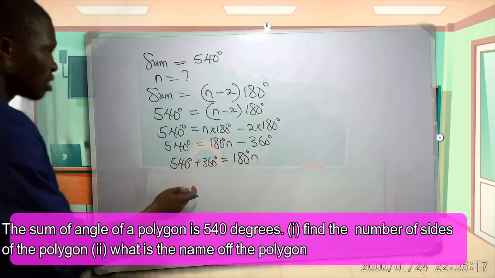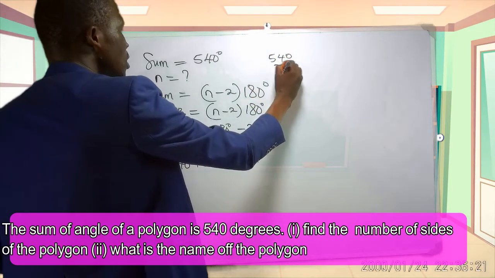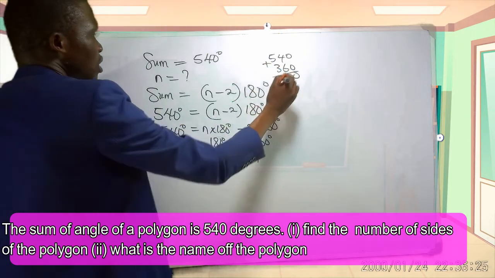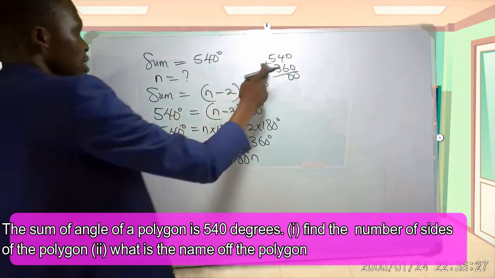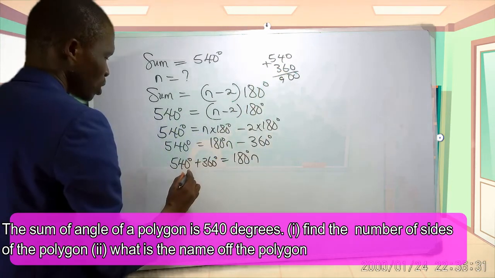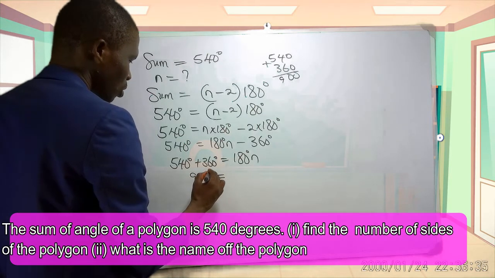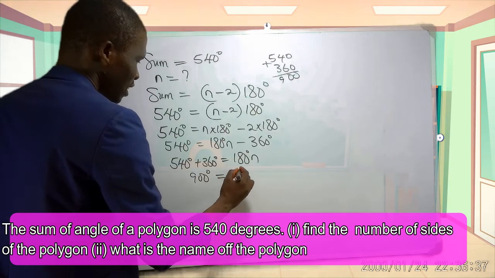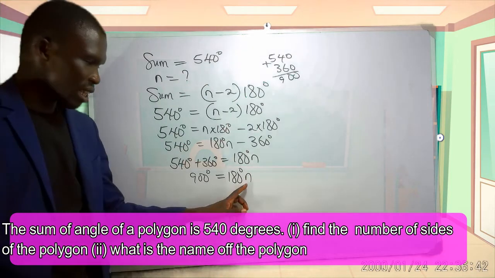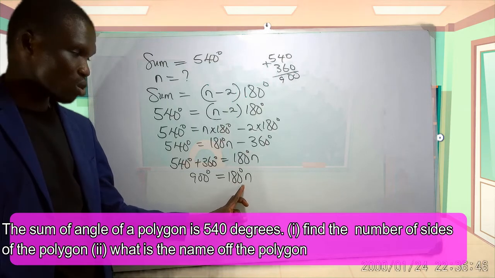Now let's add this together. We have 540 and 360. This will give us a 0, because 0 plus 0 is 0. Then 4 plus 6 is 10, so we write 0 and carry 1. This is 8 plus 1, 9. So this will give us 900 equals 180 degrees n.